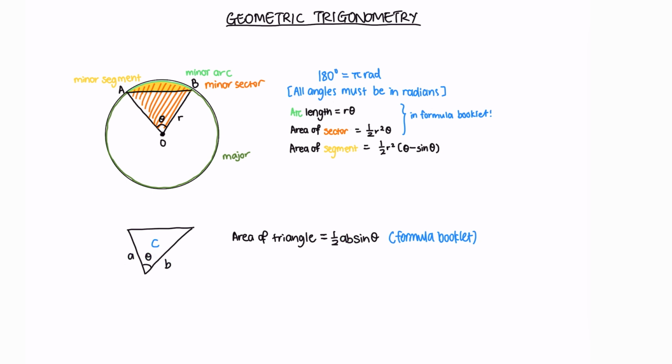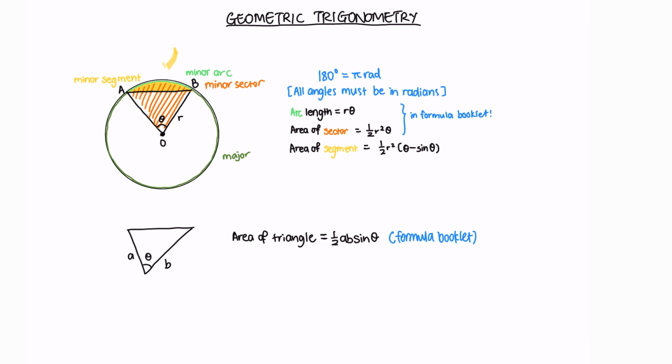Some people do like to call this angle C, so it becomes half AB sine C, and you'll see a bit why later. But first, on to the area of the segment. Again, the area of the segment is tied to all these formulas, but it's not in the formula booklet. This is actually derived from the area of the sector and area of the triangle. Let's see how. The area of the segment, or the minor segment, is just this yellow area over here.